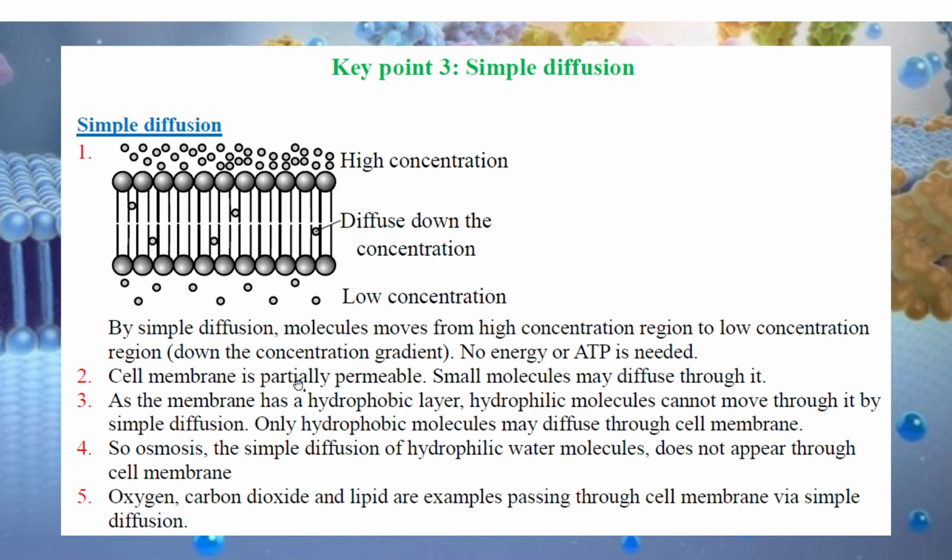Okay? The cell membrane is partially permeable. Small molecules can diffuse through it, as the membrane has a hydrophobic bilayer inside. Okay, so hydrophilic molecules cannot pass through. So water can't pass through it by simple diffusion. Okay? Water goes through the cell membrane by osmosis, and osmosis is by aquaporin. Okay? Only hydrophobic molecules can diffuse through a cell membrane. So with osmosis, the simple diffusion of hydrophilic water molecules does not happen through the cell membrane. It's through the aquaporin in the cell membrane. Oxygen, carbon dioxide, and lipids are examples that can pass through the cell membrane via simple diffusion.